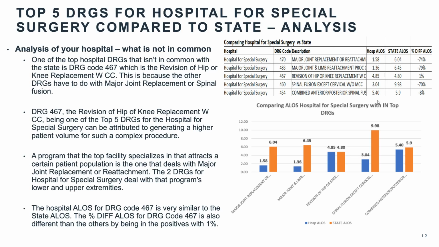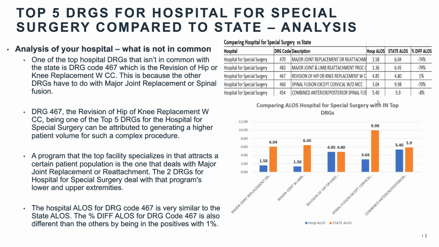DRG 467, the revision of hip or knee replacement with CC, being one of the top 5 DRGs for the Hospital for Special Surgery, can be attributed to generating a higher patient volume for such a complex procedure. A program that the top facility specializes in that attracts a certain patient population is the one that deals with major joint replacement or reattachment. The 2 DRGs for Hospital for Special Surgery deal with that program's lower and upper extremities.